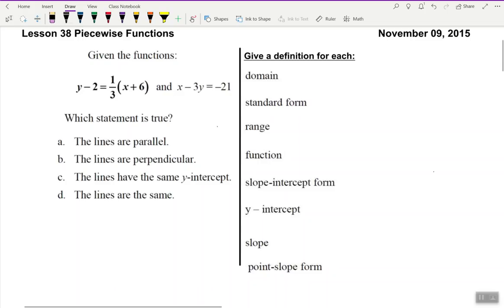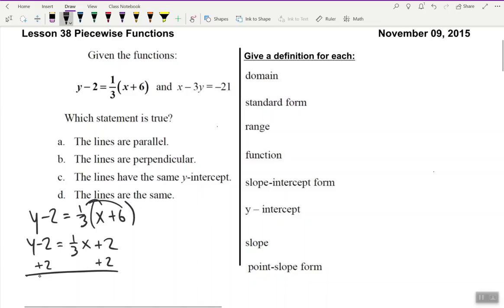So let's change both of these functions to slope intercept form. So y minus 2 equals 1/3 times the quantity x plus 6. So we'll distribute and we'll get y minus 2 equals 1/3 x, and 1 times 6 makes 6, divided by 3 makes 2. And so we'll add 2 to both sides, and we get y equals 1/3 x plus 4. So that's this one, that's the top left one.